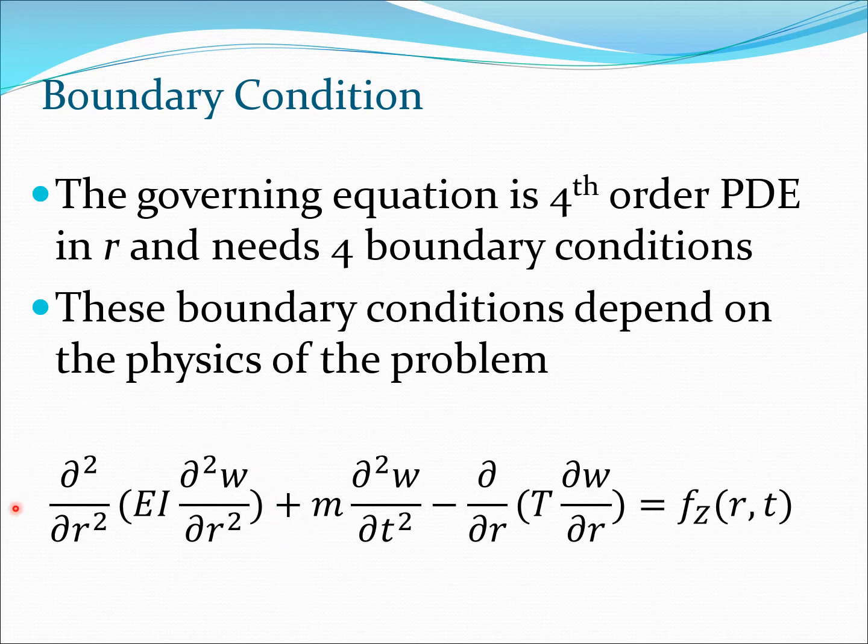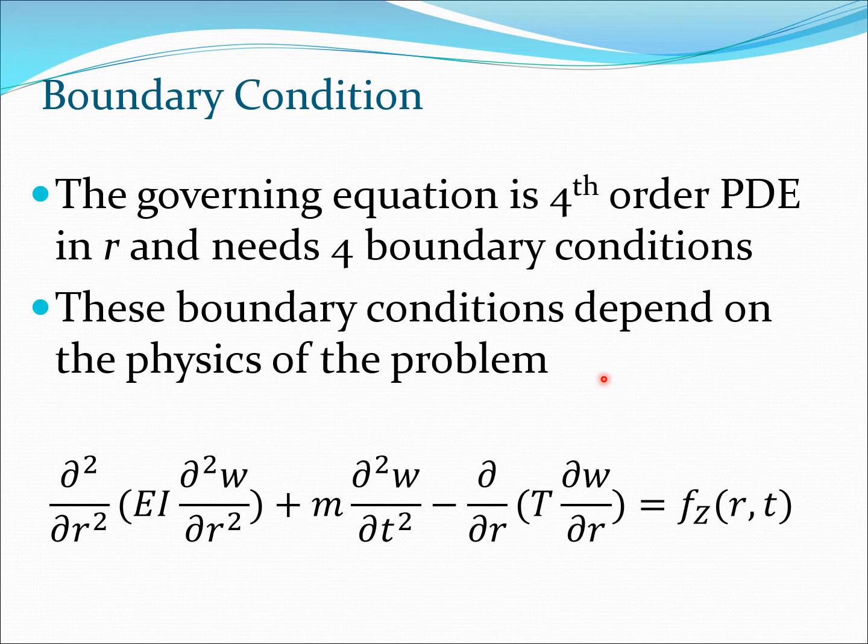So if we look at this differential equation, this is a fourth order PDE in R. So what that means is that if you look at R here, there is a fourth derivative of W with respect to R. So you are going to require 4 boundary conditions for this problem, because as we will see later, we are going to get 4 constants when we solve this equation in terms of R.